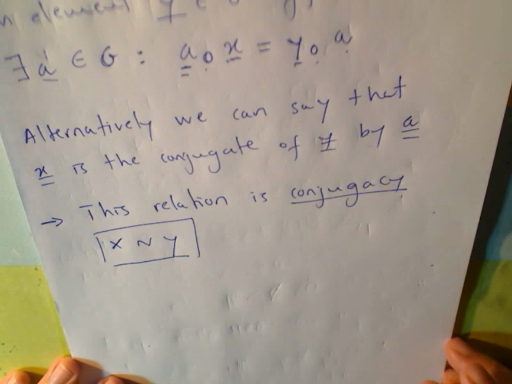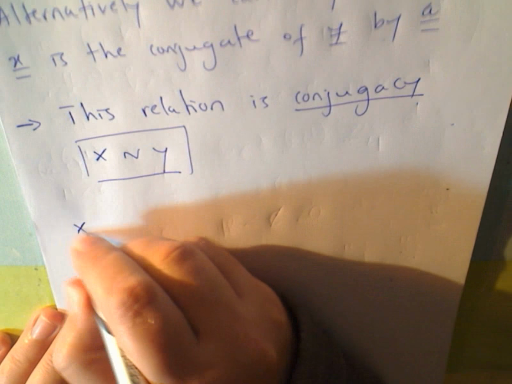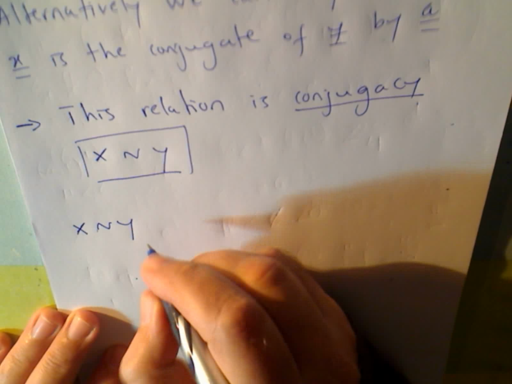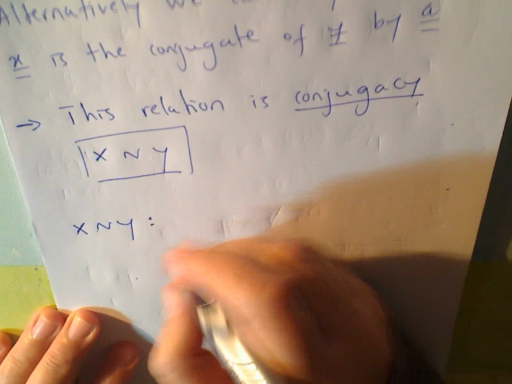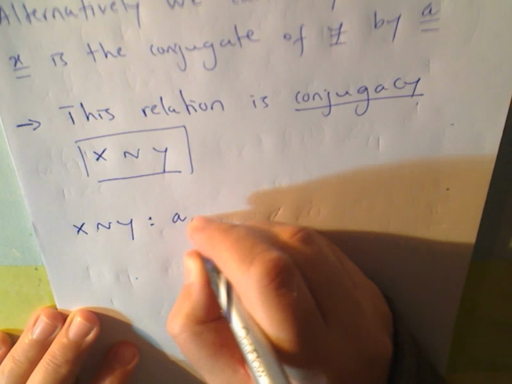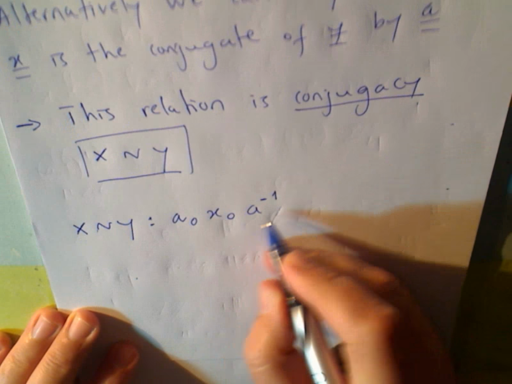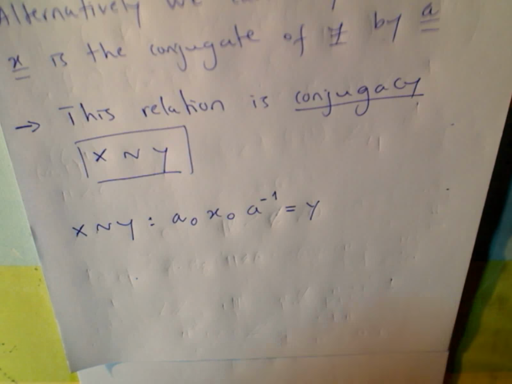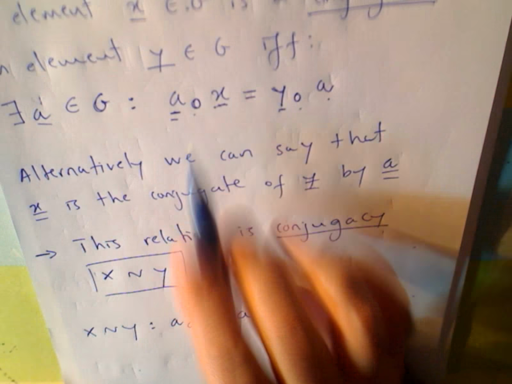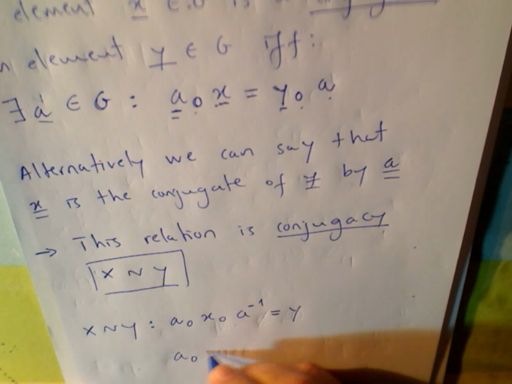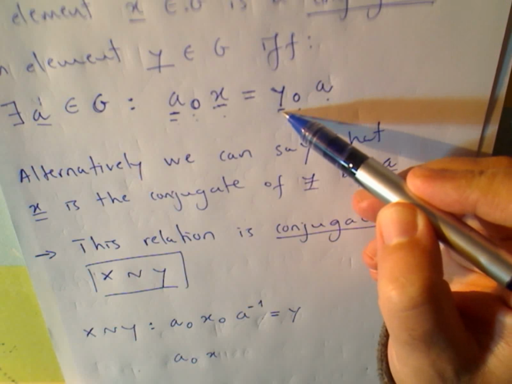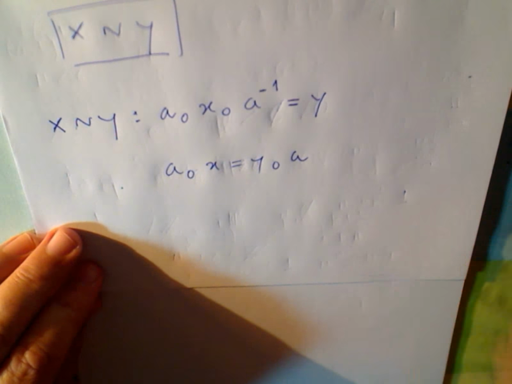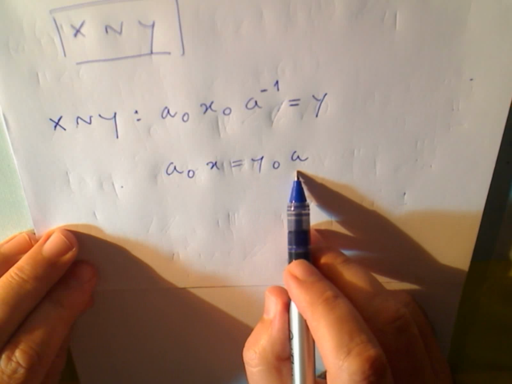Alternatively, or usually, we also express this saying X is conjugate of Y, and we define it as, this is another way, and usually this is very common: A operation X operation A inverse, I'm going to write inverse this way, equals Y. But if you look well, if you take this one, A operation X equals Y operation A.